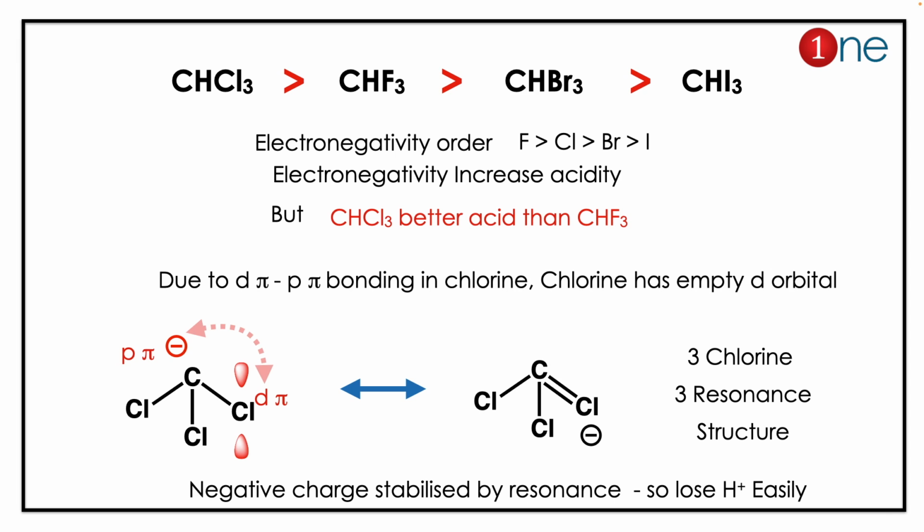So if you find the order, chloroform comes first, then fluoroform, then bromoform, then iodoform. The concept you have to learn here is p pi-d pi back bonding. It will provide extra resonance structures.